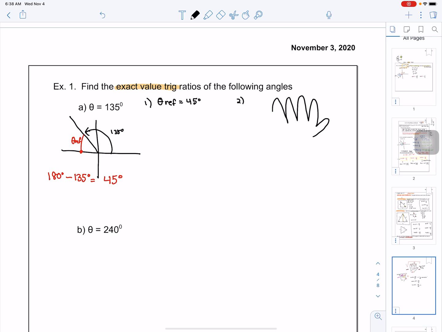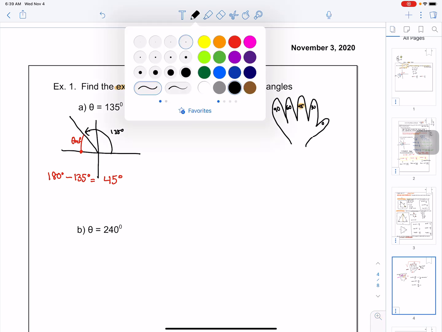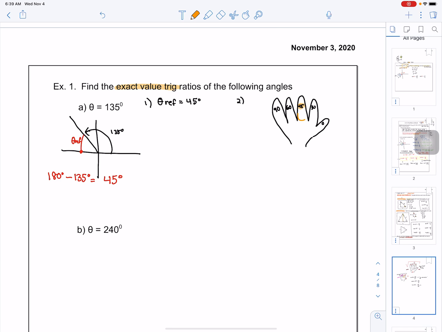3, 4, 5. There's my right hand. 0, 30, 45, 60, 90. I locate the appropriate finger, which is this one, and I bend that finger down. So there's my nail, and I'm going to delete this part because now that finger is bent down.